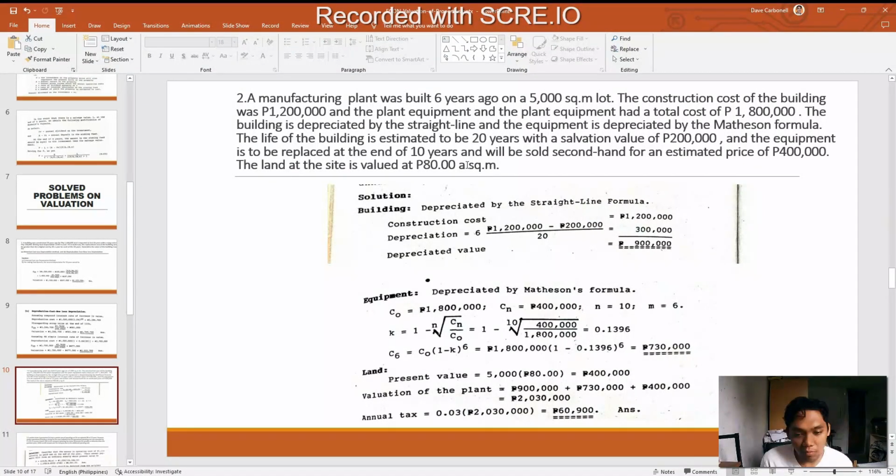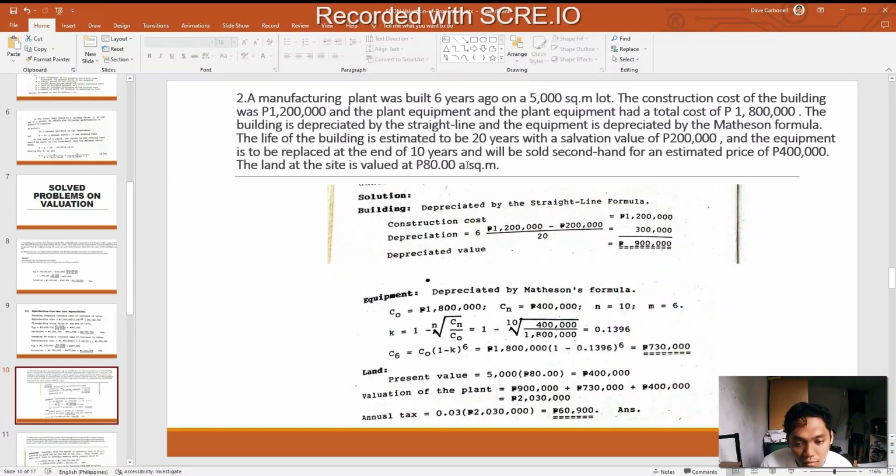So the Matheson formula is given by K is equal to 1 minus the root of C subscript N over C subscript O, with the root having the power of N. So plugging in the values, we get 1 minus the 10th root of 400,000 over 1,800,000. Now it equals 0.1396.